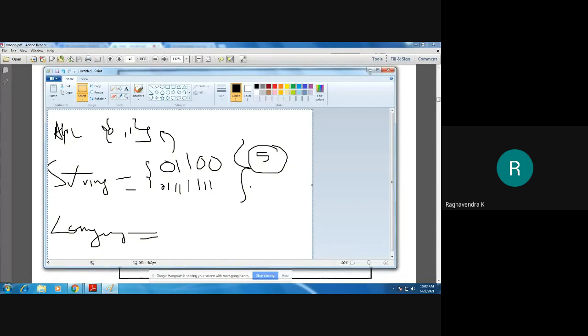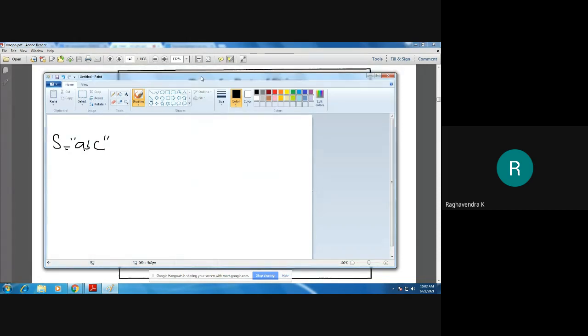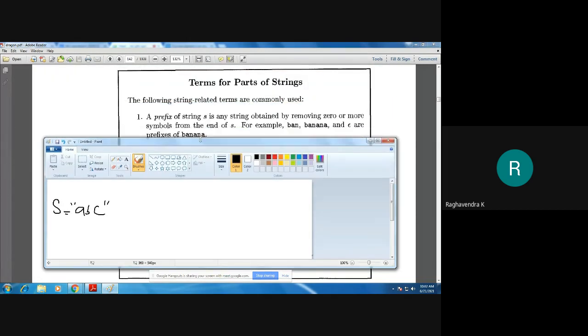So if I have a string ABC, what are all the prefixes of that particular string? I have a string ABC, and let us call this S. If I have this string, what are all the possible prefixes? I can get a prefix by removing zero or more symbols from the end of S.